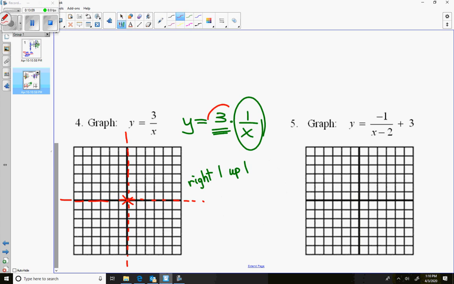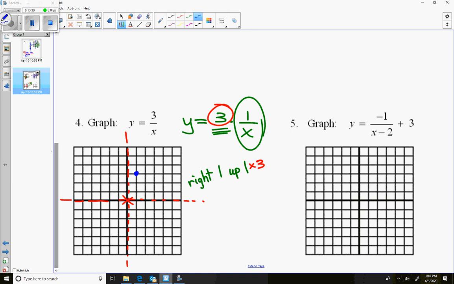So what does that 3 do to the graph? Doesn't do anything to the left, right. It adjusts the up and the down. So it's still going to be right 1, but now we're going to go up 3. So right 1, up 3.